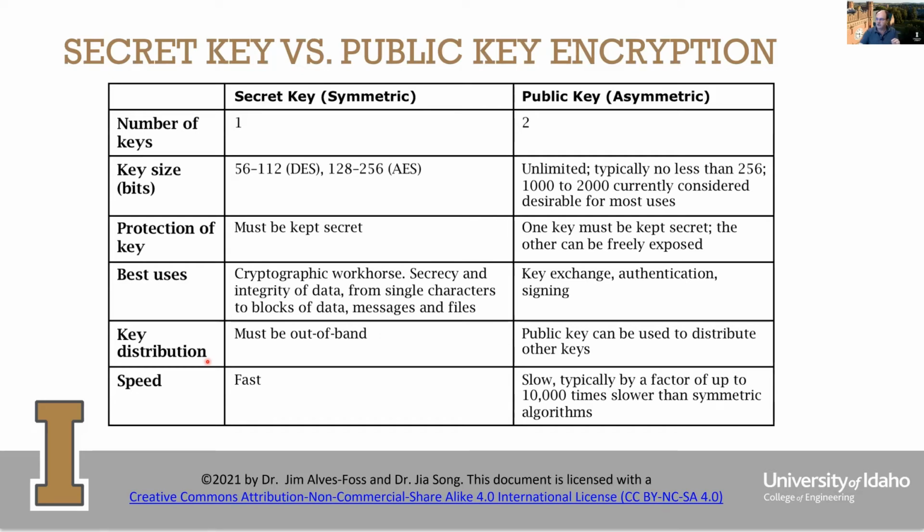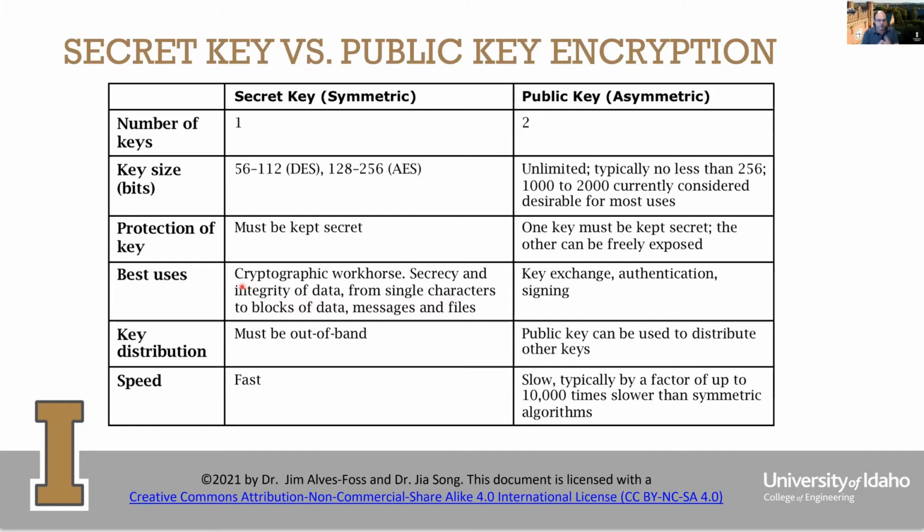Okay, so let's look at the secret key versus public key. Secret key uses 1 key, public key 2. Key sizes in secret key is generally 56 to 112 like in DES, or 128 to 256 for AES. Public key is unlimited, no less than 256, usually much bigger. Secret key must be kept secret. Public key, 1 key must be kept secret, the other one is public.